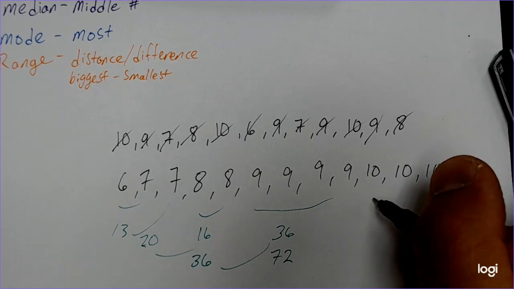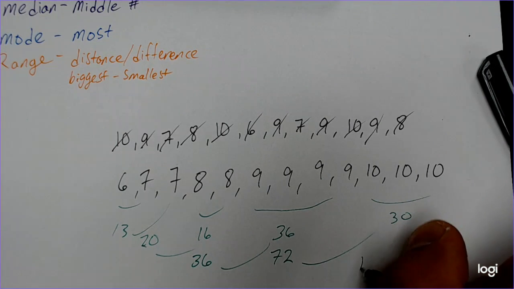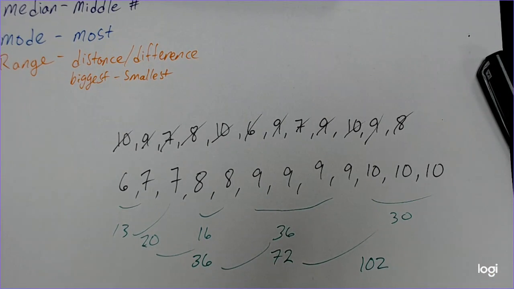Okay, and then, hey, I've got 3 10s. 10 times 3 is just 30. So 72 plus 30, that's 102. I found the sum, okay?